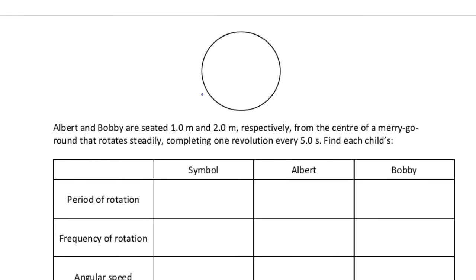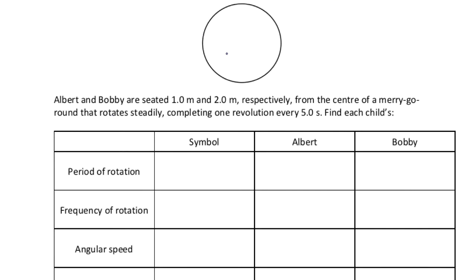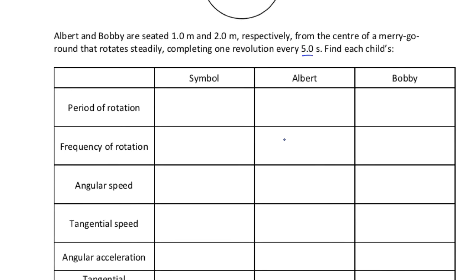Let's take a look at an example. We've got 2 children, Albert and Bobby, seated 1 meter and 2 meters from the center of a merry-go-round. So if this is the center, Albert could be here and Bobby is over there. And it's rotating steadily, completing 1 revolution every 5 seconds, and we're asked to find a number of things. So first, find the period of rotation.